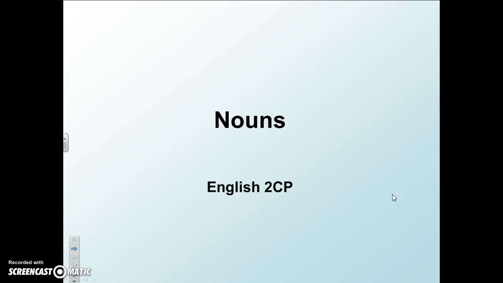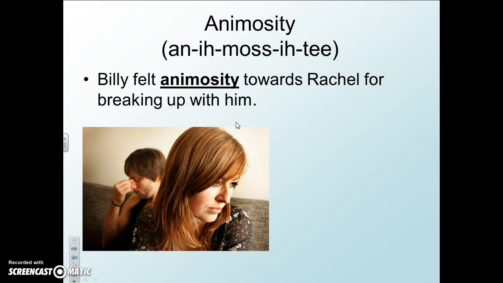Those are all going to be nouns. As I'm sure you guys remember, nouns are people, places, things, or ideas. Let's get started. As I go, as usual, please write the definition in the second column of your note sheet. Our first word is animosity.